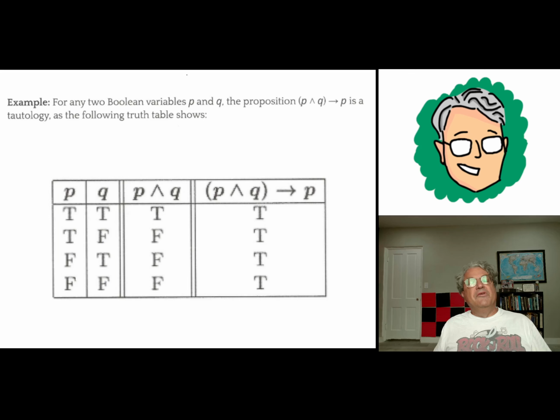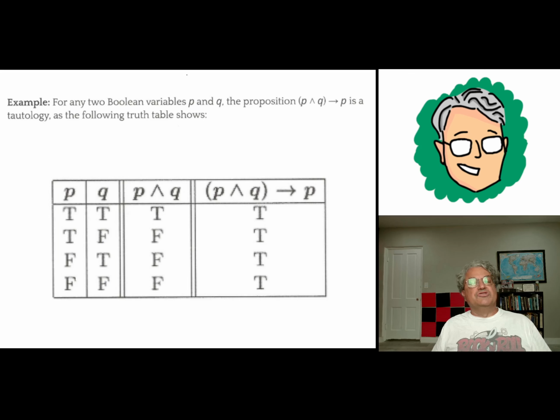But it's probably just better to look at the cases here. There's four cases for this one: true, true; true, false; false, true; and false, false for P and Q.